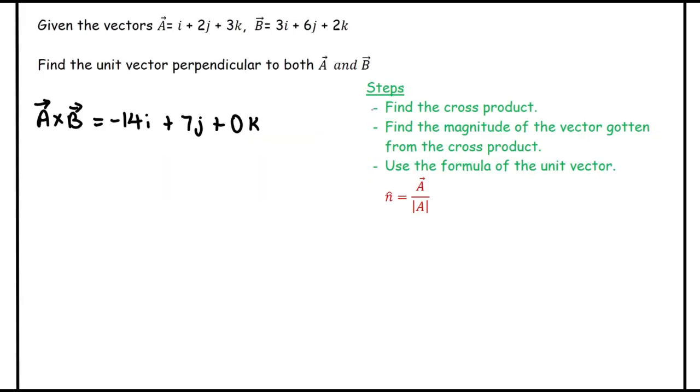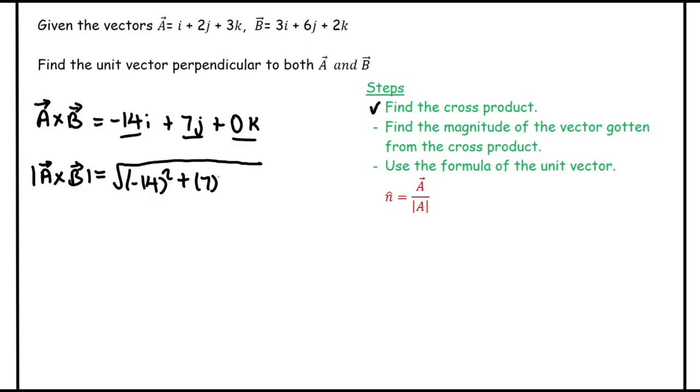So because we've already found the cross product, we'll consider step 1 complete. The next step is to find the magnitude of the vector gotten from the cross product. So we use this symbol. The magnitude is equal to the square root of the x component squared plus the y component squared plus the z component squared. So the x component is negative 14 squared, plus the y component is 7 squared. The z component is 0, then we square it.